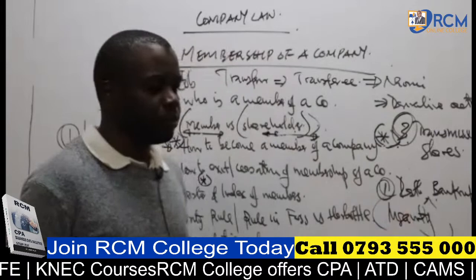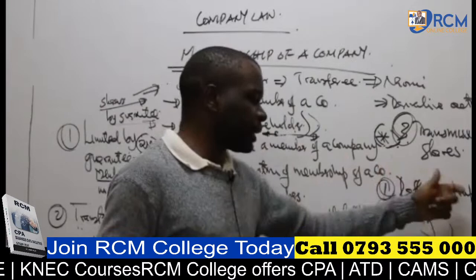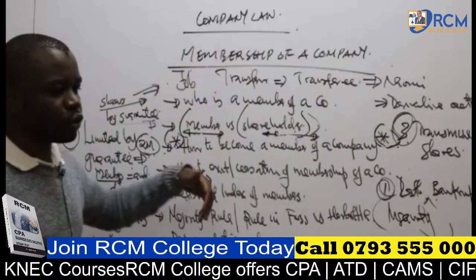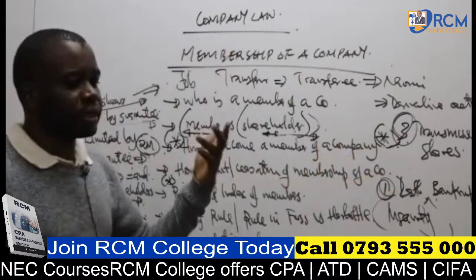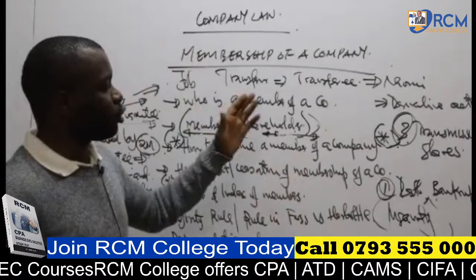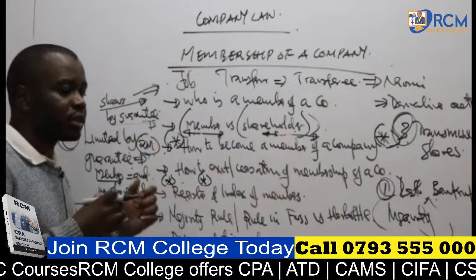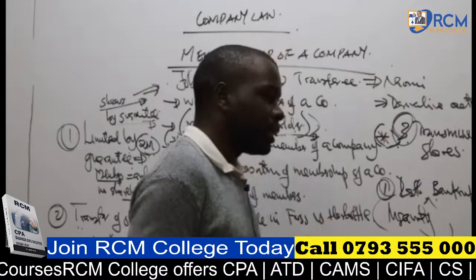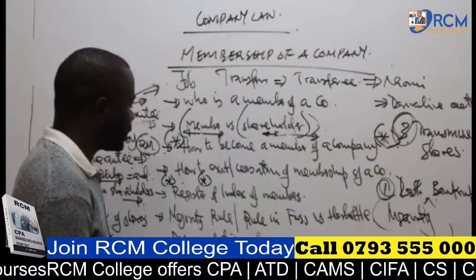You will realize that the name of that person who has either died, been declared bankrupt or insane is still appearing in the register of members. But automatically the shares have already passed to the beneficiary, and of course maybe to the receiver or a trustee. So the beneficiary has already become a shareholder of the company, but his name is not yet in the register of members. It is still a process. It might take quite some time before the company approves the removal from the register of members of the person declared dead, bankrupt, or insane.